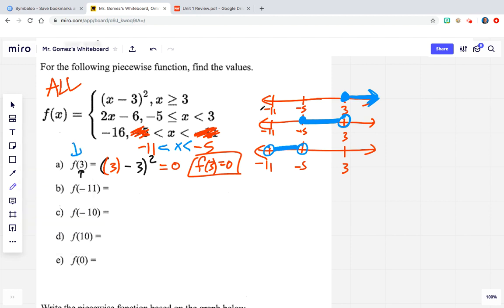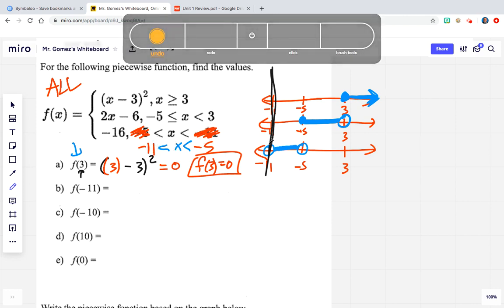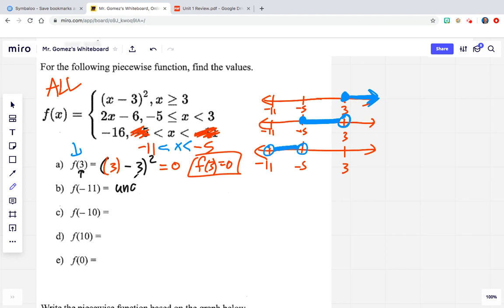The next one says, what's f of -11? That means at -11, which is right here, that's where x is -11. Out of all these three, the only one that it wants to be close to is this third one. But because it's not equal to, and it's open, we can't say that it's touching right there on that domain. This one's going to be undefined because neither one of these domains will we be able to use to put -11 in there.